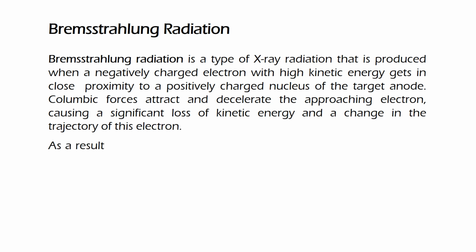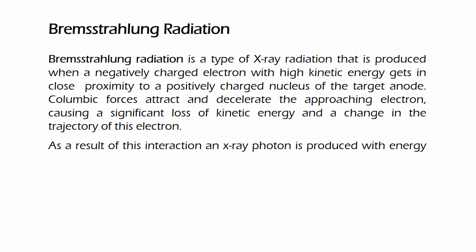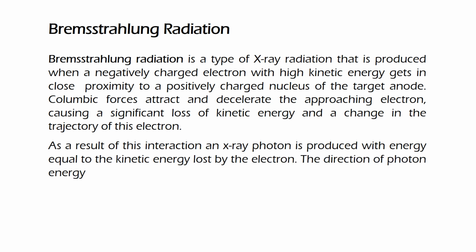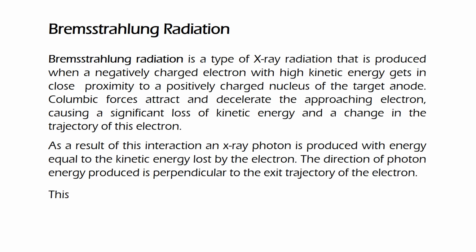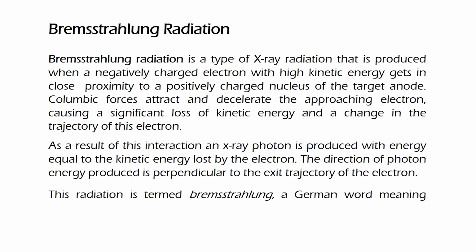As a result of this interaction, an X-ray photon is produced with energy equal to the kinetic energy lost by the electron. The direction of photon energy produced is perpendicular to the exit trajectory of the electron. This radiation is termed Bremsstrahlung, a German word meaning braking radiation. Let us understand this interaction with an illustration.